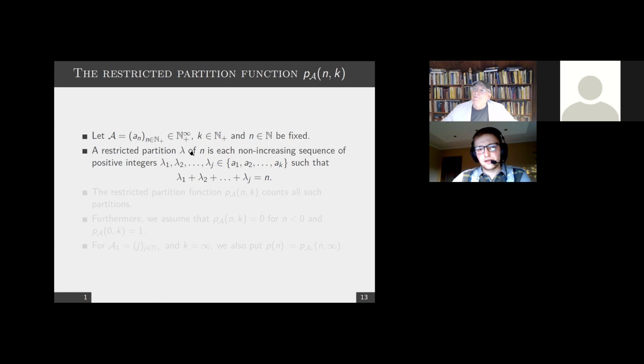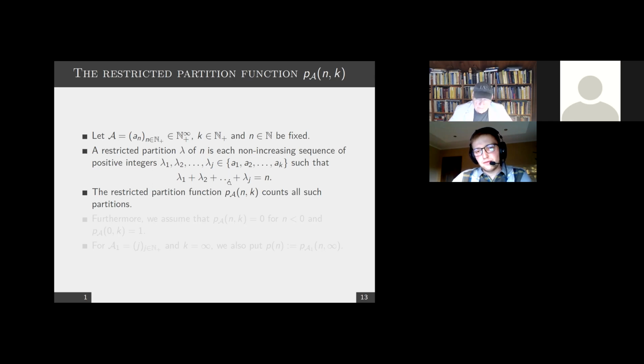So we may assume, for instance, that we give them distinct colors. In such a way, we want to distinguish. But if we define the restricted partition, then we can ask how many such partitions exist for a given positive integer n. Therefore, we may define the restricted partition function P of n, k, which counts all such partitions.